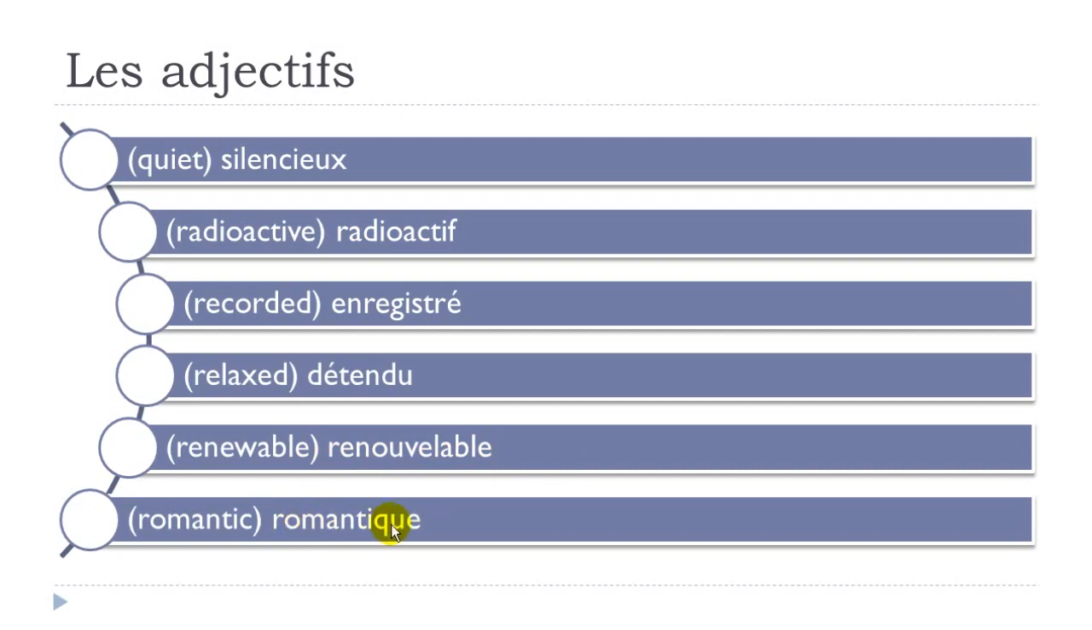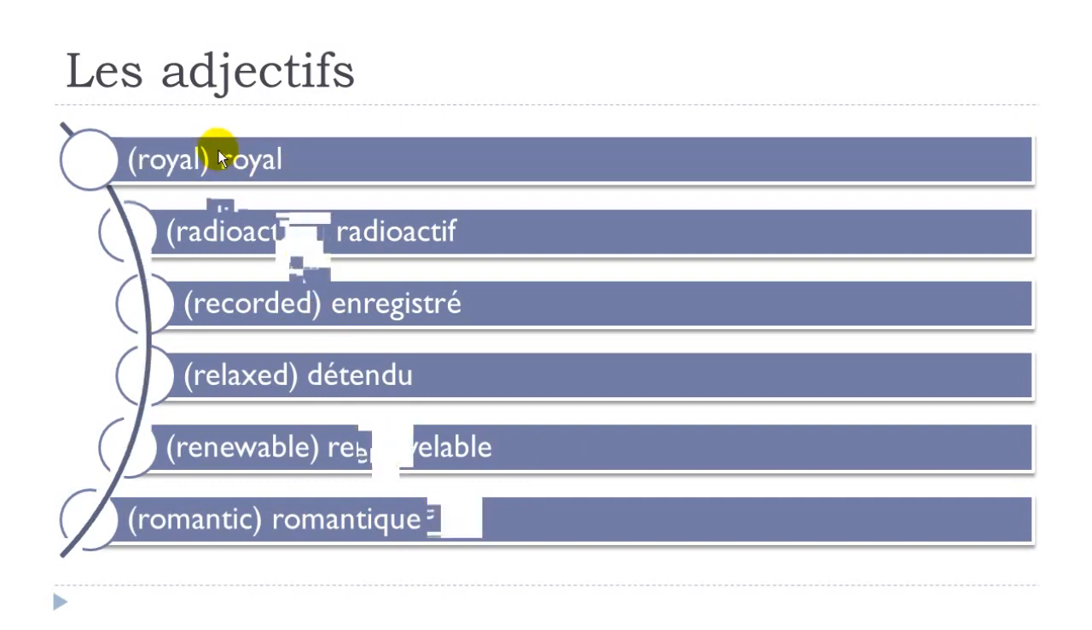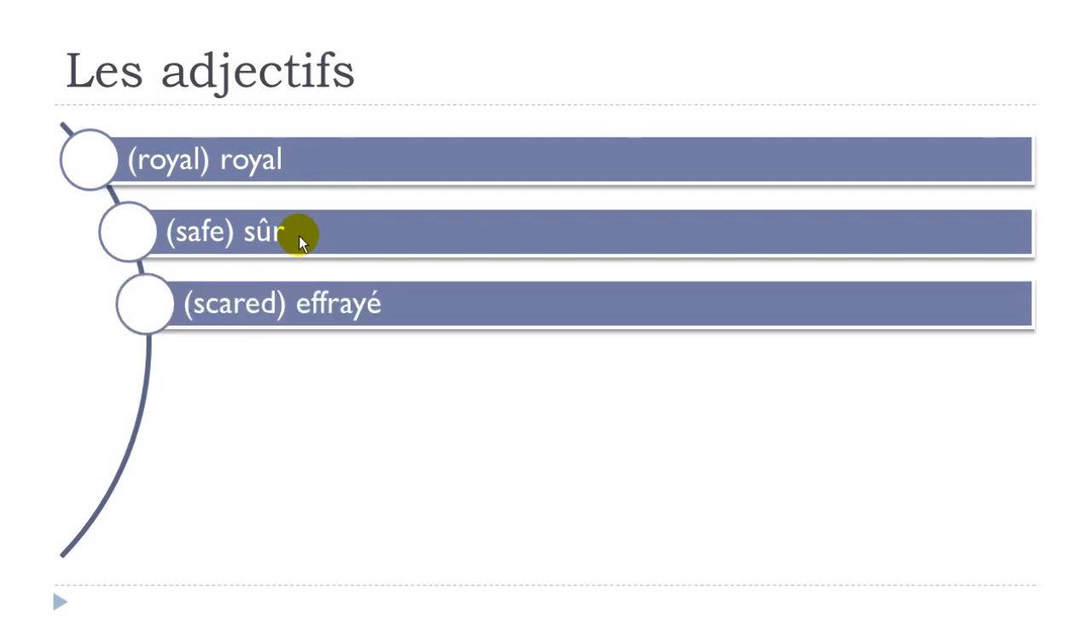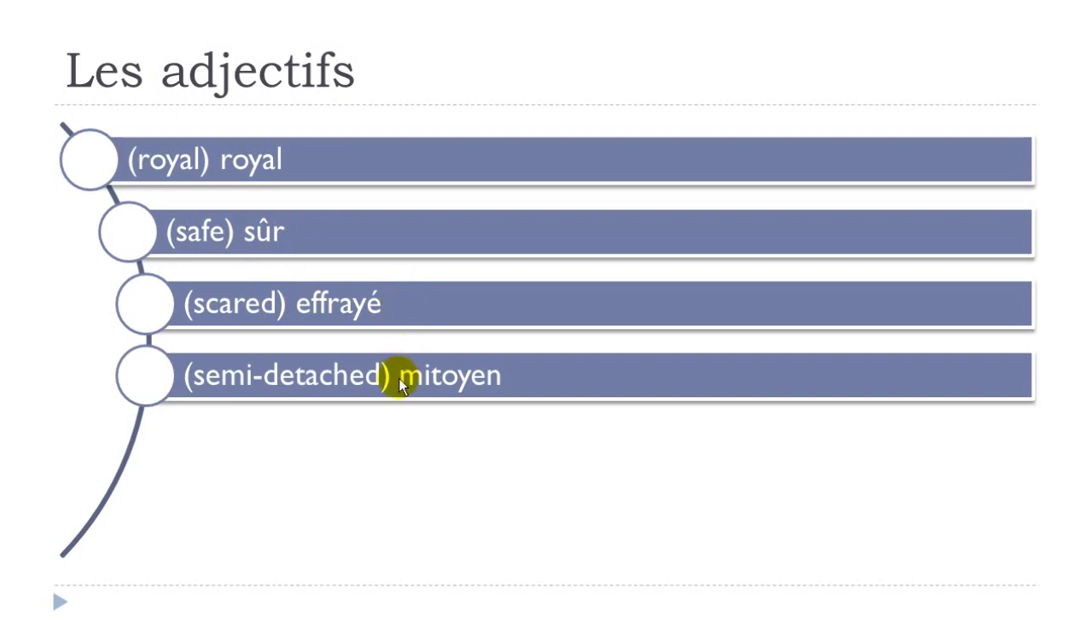Romantique. Remember, Q-U-E at the end. K. Romantique. Royal. Okay, so same thing with this Y. Royal. Royal. Royal. Sûr. Effrayé. Mitoyen. Okay, same thing with the Y that went here with effrayé and royal, sorry. So, mitoyen. Mitoyen.